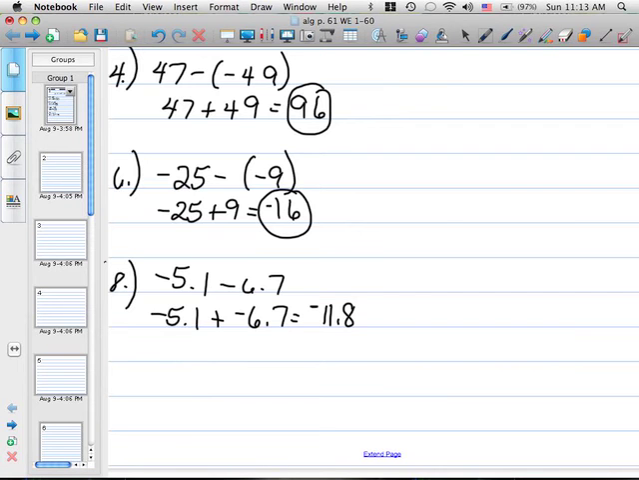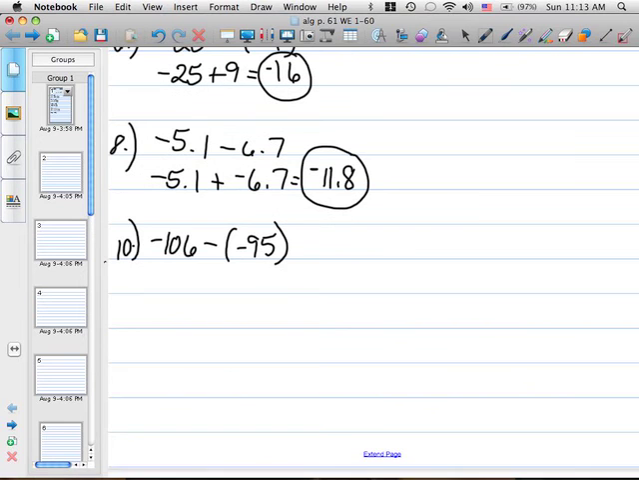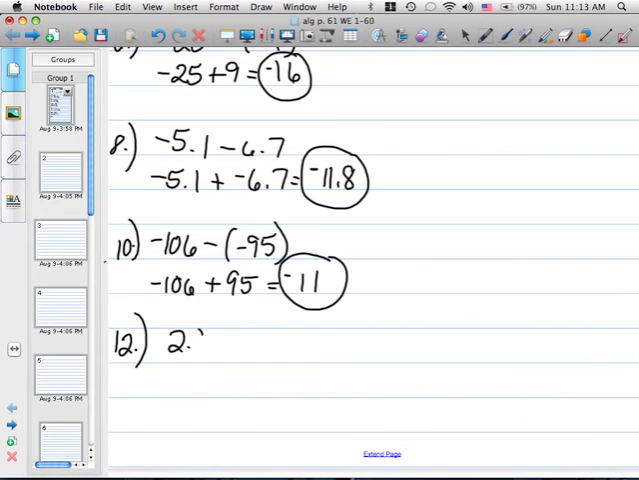Skip a line, number 8. Problem is negative 5.1 minus 6.7. Change it to an addition problem, negative 5.1 plus a negative 6.7. The signs are the same, so I add the two numbers, and I get 11.8 and keep the sign. It's negative. Problem number 10, we have negative 106 minus a negative 95.